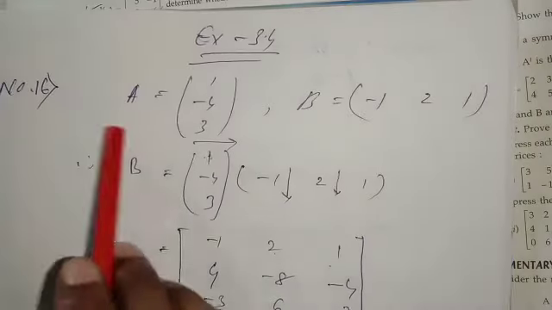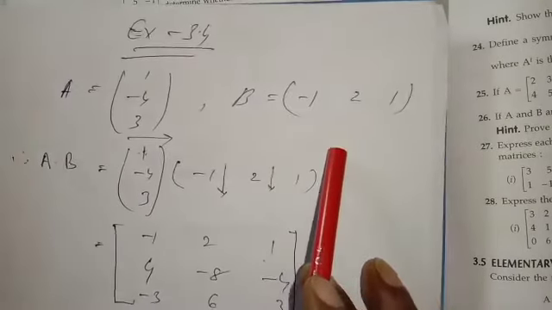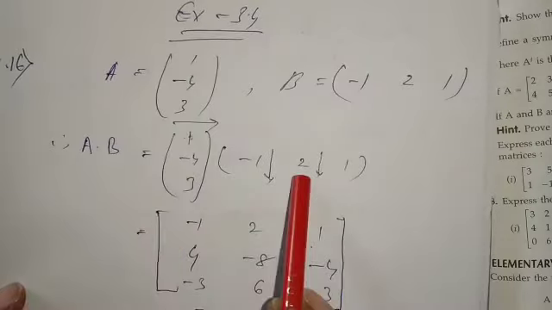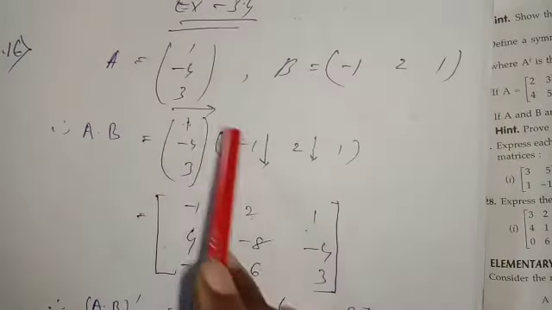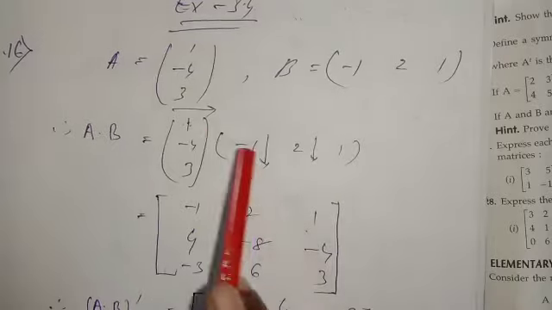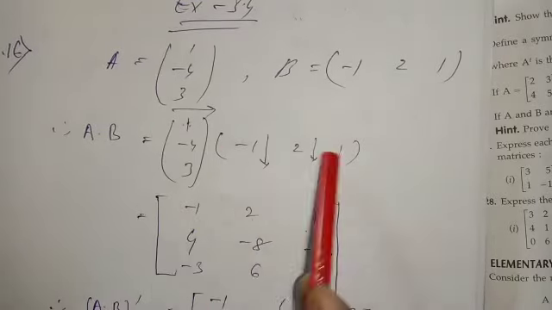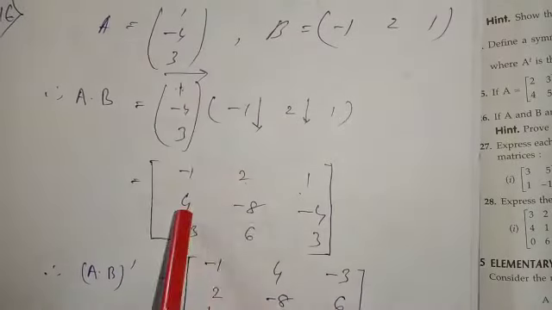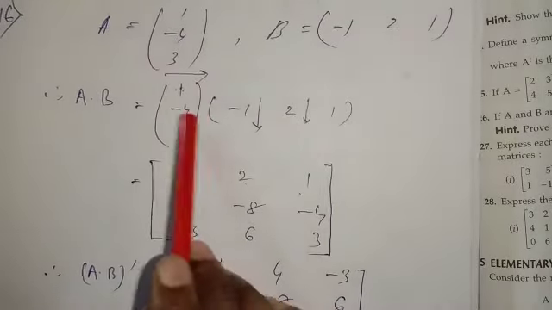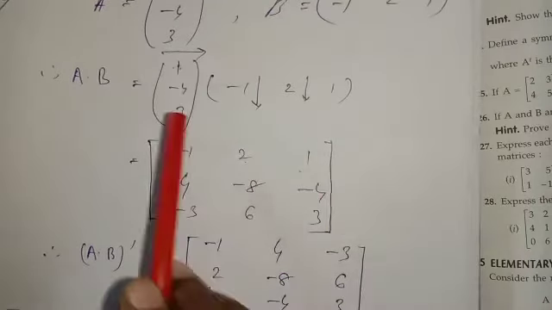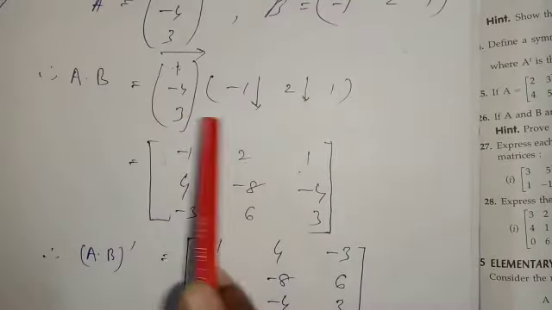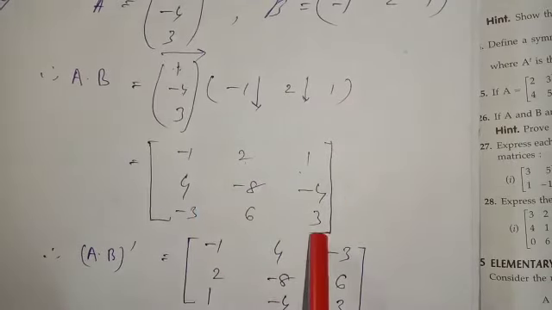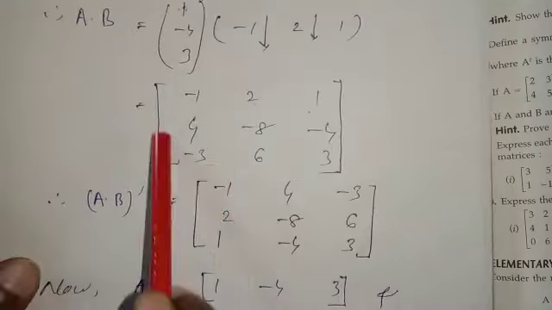See, number 16, A given, B given, that is minus 1, 2, 1. First of all, you have to multiply A into B. Both matrices are multiplied, you know. First row with the first column, first row with the second column, first row with the third column. Again, next, second row with first column, second row with second column, second with third column. Again, third row with first column, that is minus 3 into minus 1, that is minus 3. 3 into 2 is 6, 3 into 1 is 3. That means A into B, you are getting a 3 by 3 matrix.